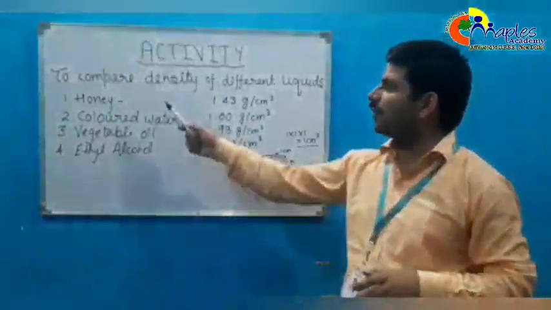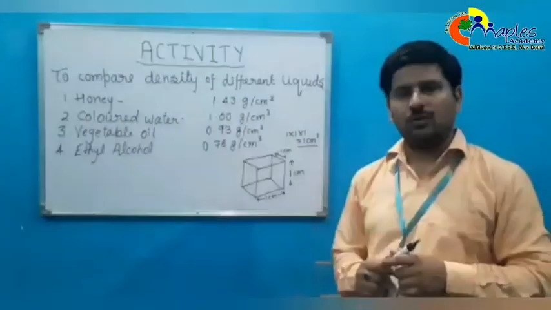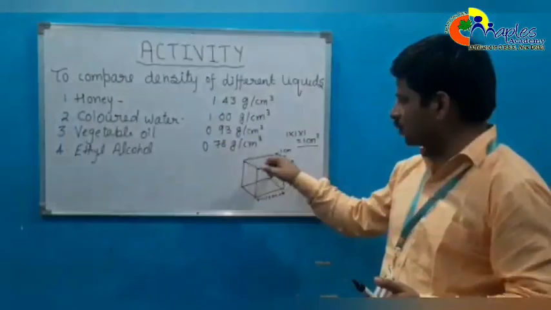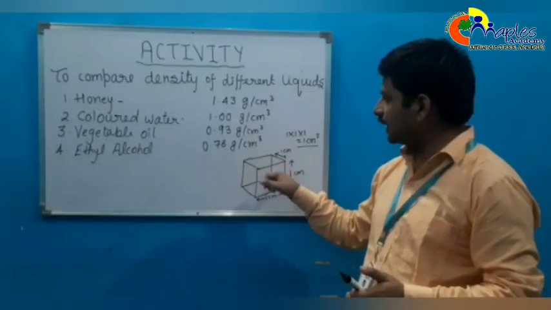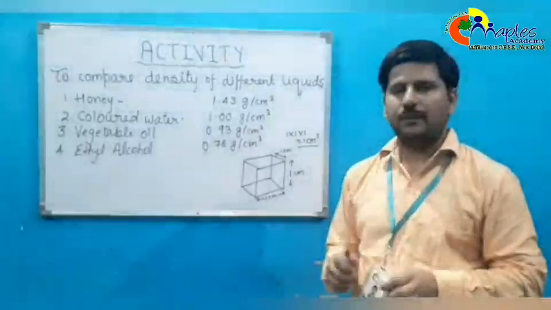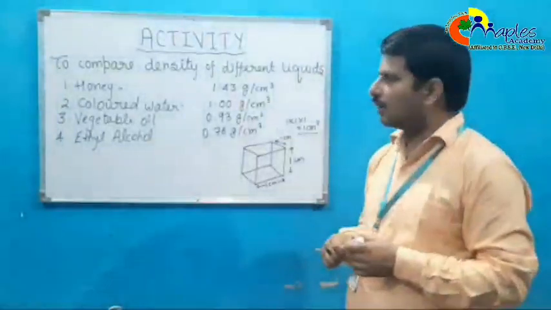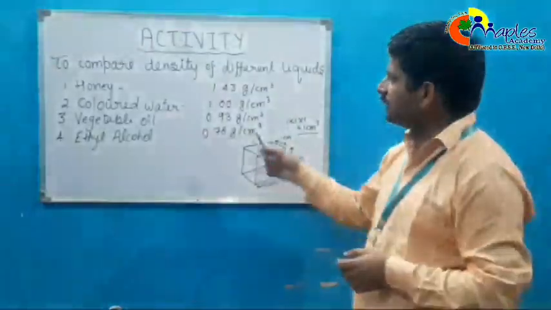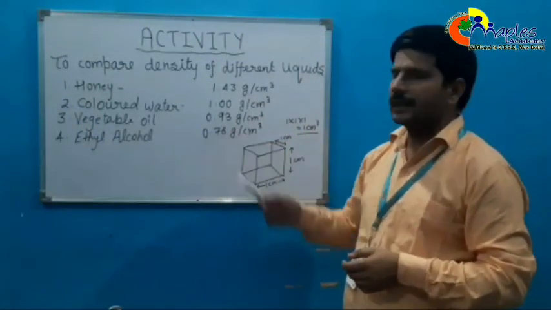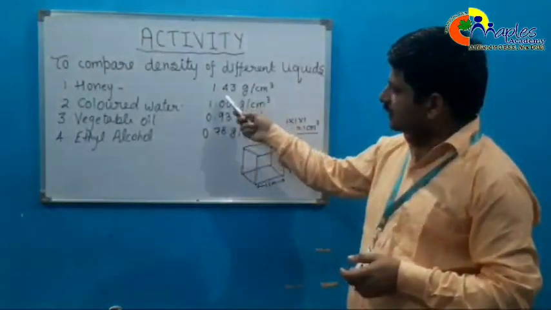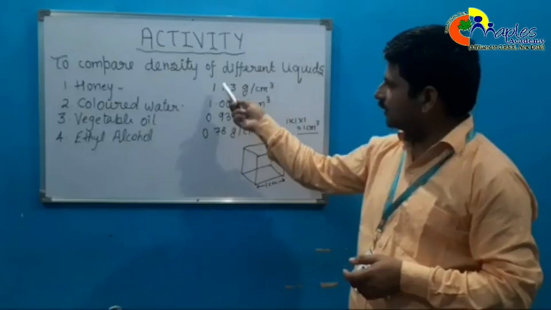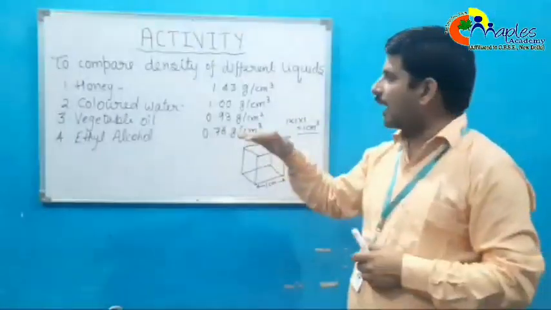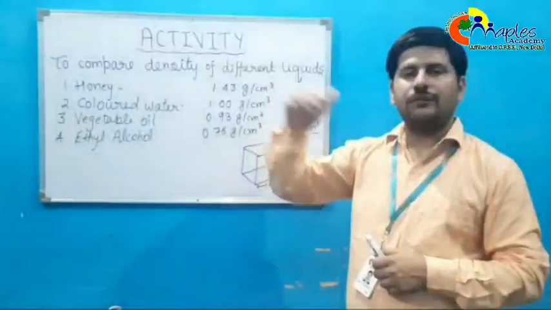So if the density of honey is 1.43 gram per centimeter cube, and you take this much honey in this cube, the mass of that honey will be 1.43 gram. Now in today's activity, we will put all these liquids in a single glass, and because of their different densities, decreasing serially, they will not mix in each other, and they will make a separate layer of each of the liquids.